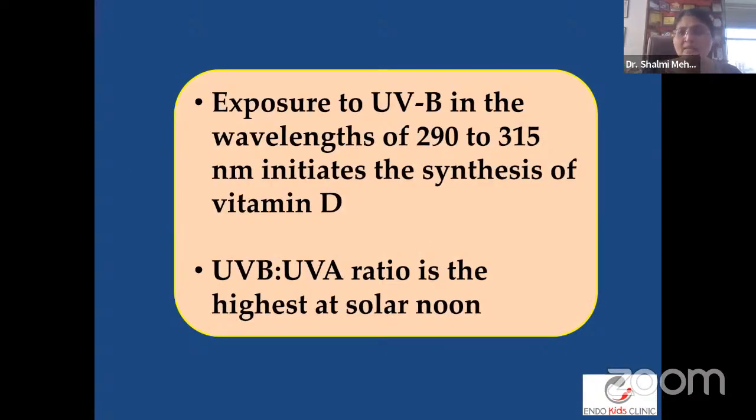Now, again, this is very, very important. What kind of waves of the sunlight are going to initiate the synthesis of vitamin D? That is usually the wavelength of 290 to 315 nm. Now, remember, we get this maximum between 11 to 2 p.m. Most of the time we are in the office or kids are at the school.